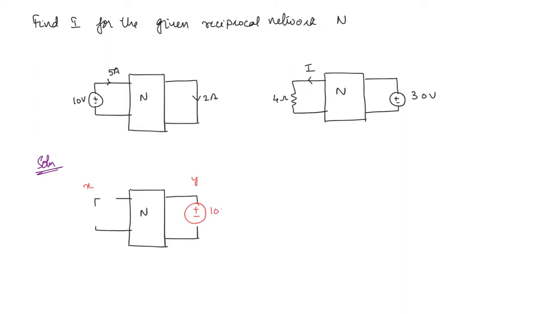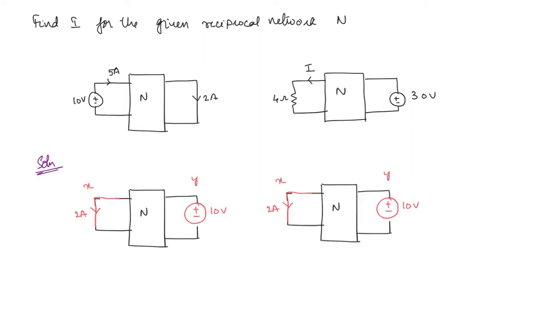This is 10 volt, so the response here should be 2 amperes. Now we know that this is a linear network. So instead of 10 volts, if you write 10 times 3, by the principle of homogeneity, the response also will become 3 times. Remember, we are able to apply this because it is given that it is a reciprocal network. Reciprocal means it should be linear, and if it's a linear network, then it will satisfy the homogeneity property. So 10 into 3 will give you the response 2 into 3, which is 6 amperes.